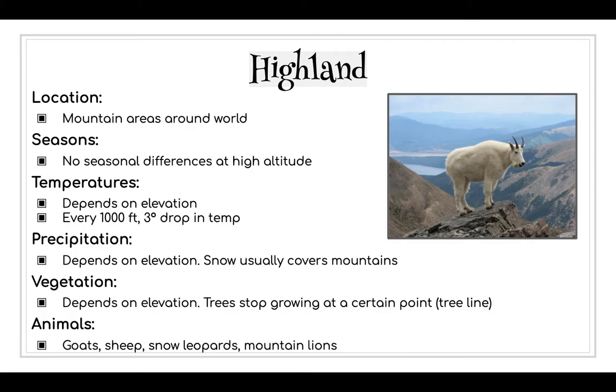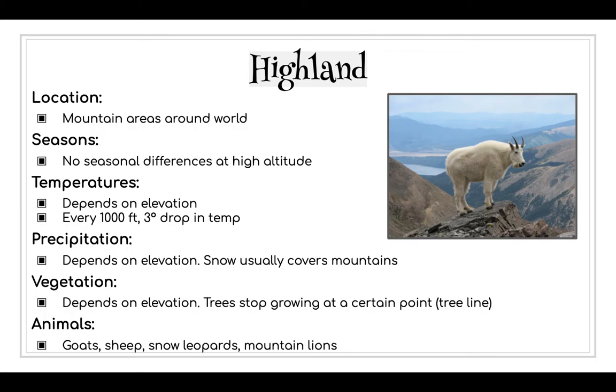Highland. So this is in the mountain areas around the world. So anywhere there's mountains. So this is very high altitude climate. So there's no seasonal differences at high altitude, and it really depends on where you're at and how high you are as far as temperature goes. So I've mentioned this before, but every 1,000 feet you go up, it's a 3-degree drop in temperature. So it's usually very cold in the highlands.